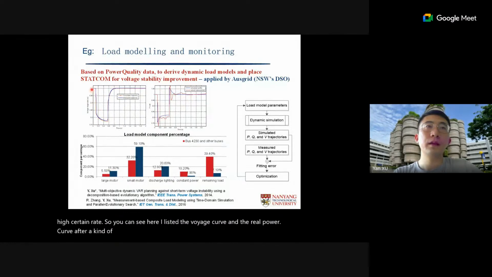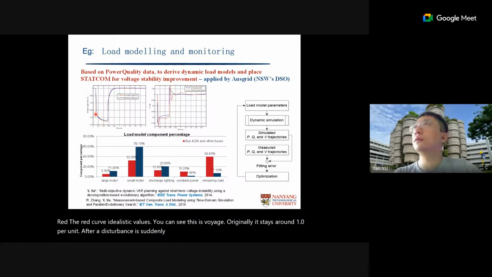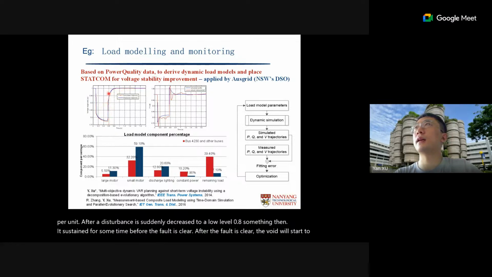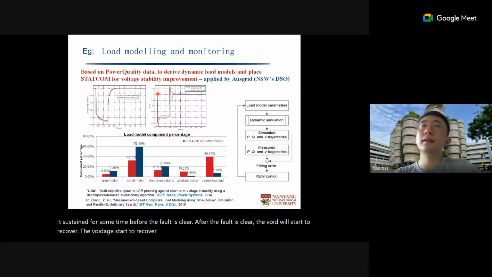in this region. Now the red curves are realistic values. You can see this is the voltage. Originally, it stays around 1.0 per unit. After a disturbance it suddenly decreases to a low level, 0.8 something, then it sustains for some time. After the fault is cleared, the voltage starts to recover, right? The voltage starts to recover. Okay. And correspondingly, this is the real power fluctuation, real power changes during this disturbance.